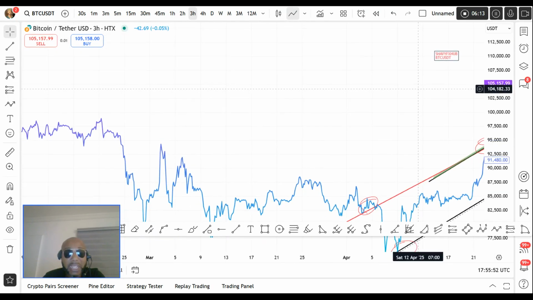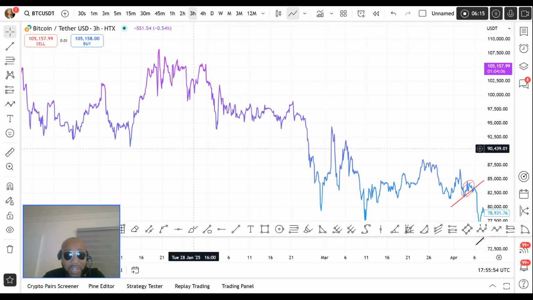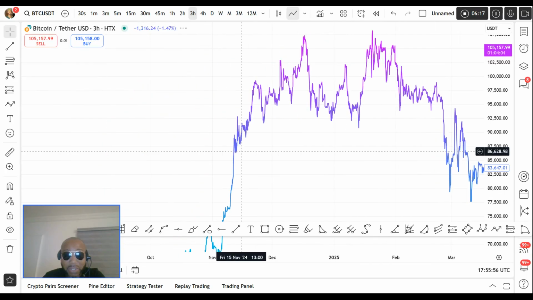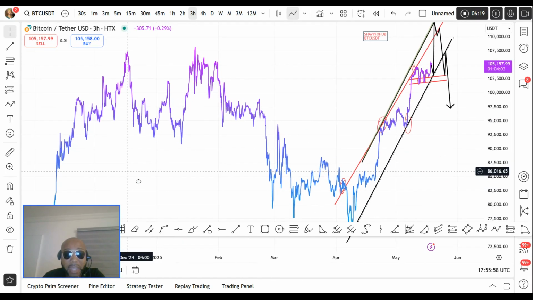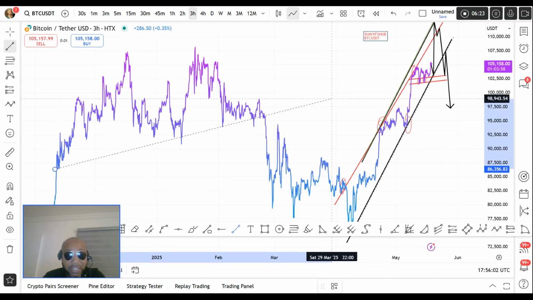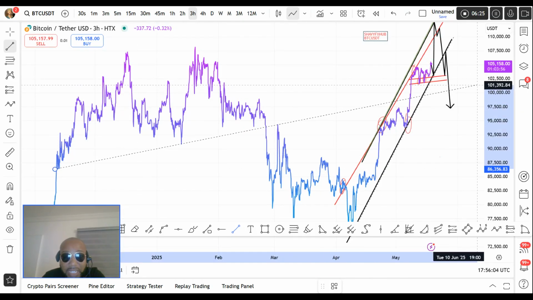Then let's look back again. Our strategy is based on the structure of the market, and we have seen what the market has done. If you look at the structure, you see that we have a clean break and retest at this level, a clean break and retest. You can see that structure over there.